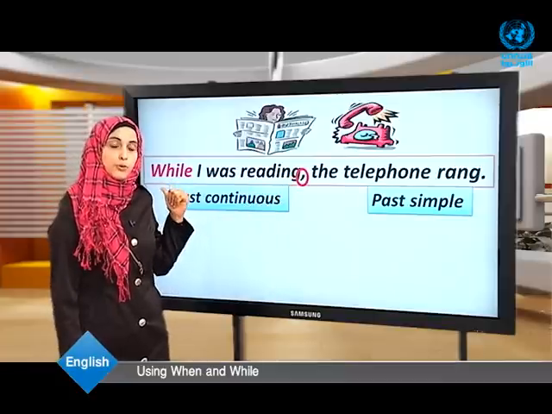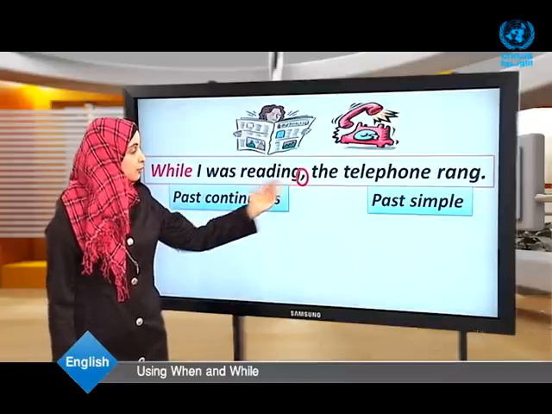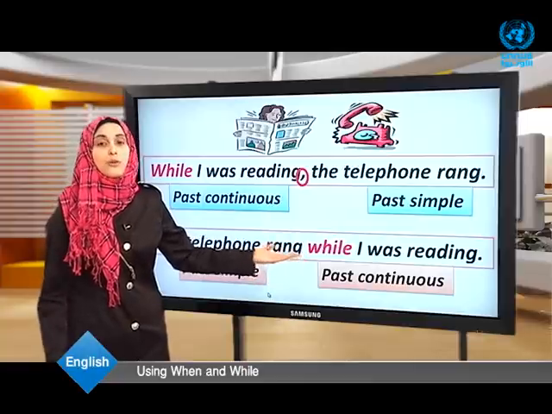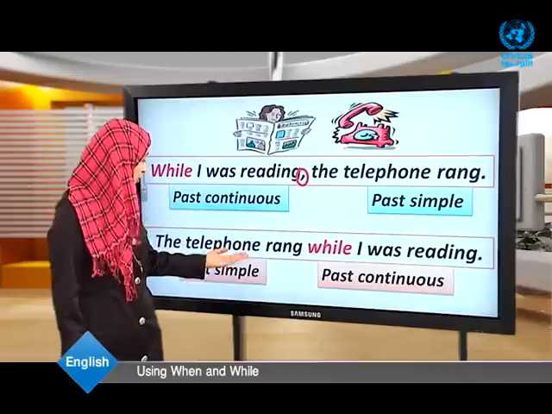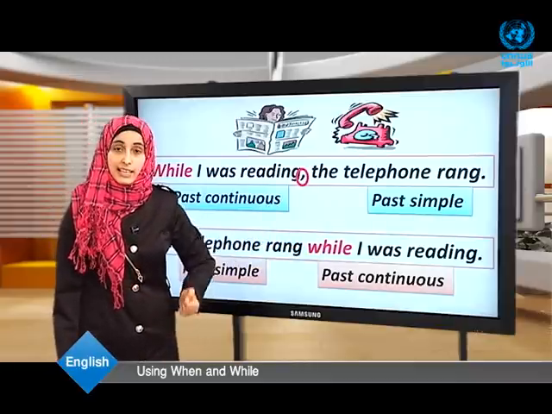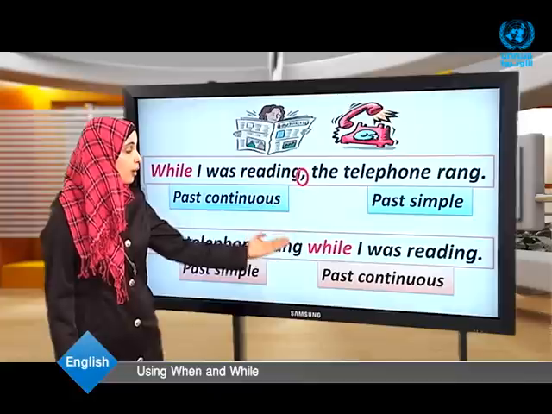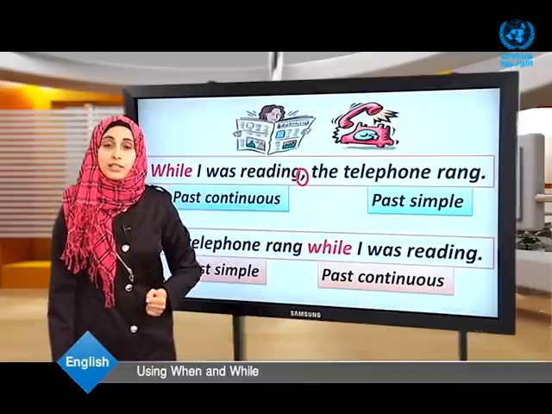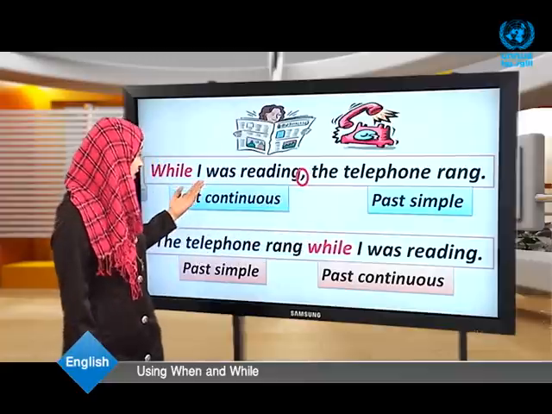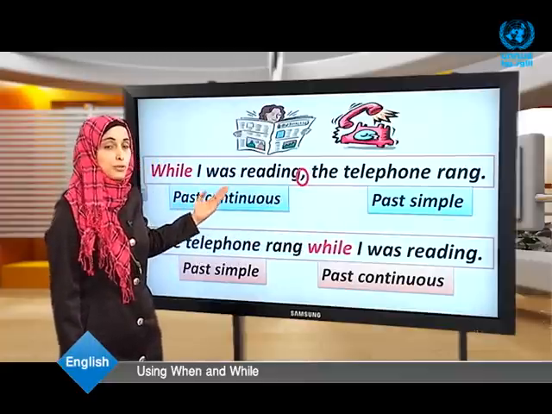Again, when we use while at the beginning, you have to use the comma. But if we have while in the middle, there's no need for comma. So we say, the telephone rang while I was reading. And notice here, while is followed by the past continuous tense, and here it's followed by the past continuous tense.